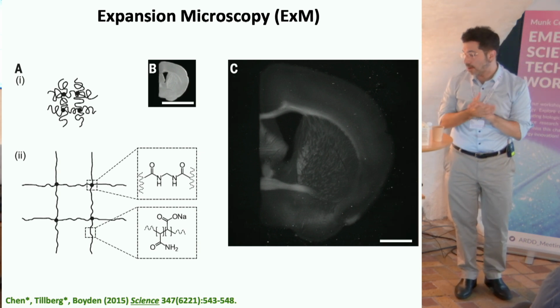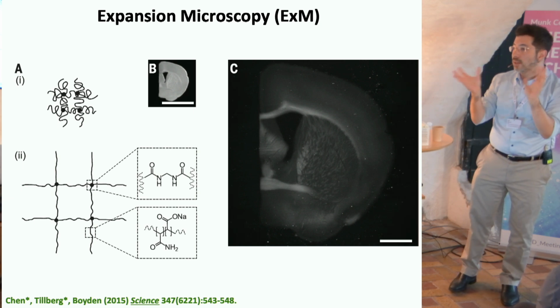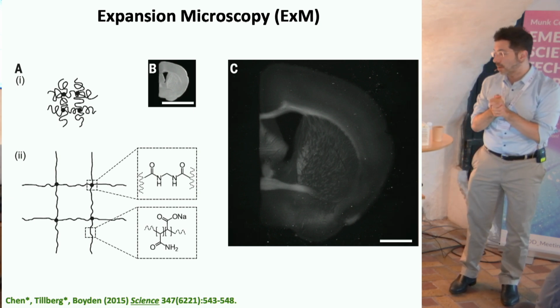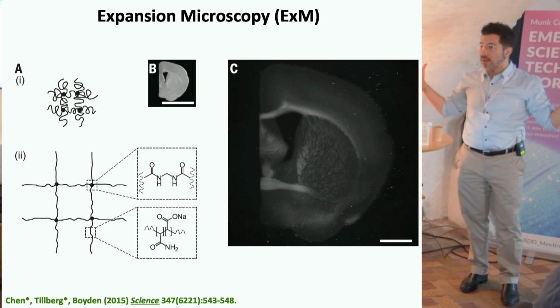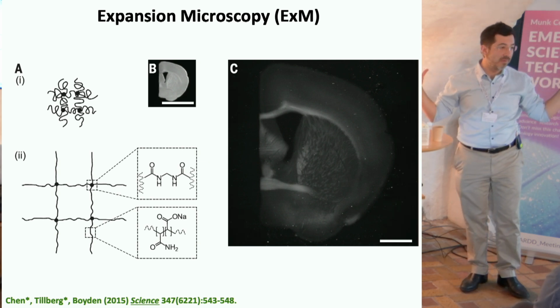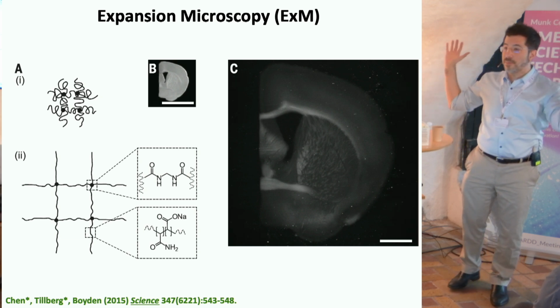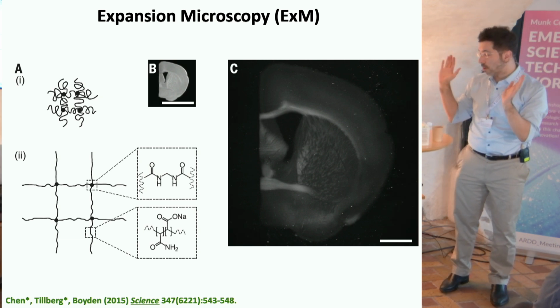So in panel B here is a piece of the mouse brain, several millimeters on the side, so a pretty macroscopic object from a nanoscale imaging standpoint. Panel C, about a day later or so, we've blown it up 100 times in volume. And at this point, we can blow things up 1 million times in volume or more.